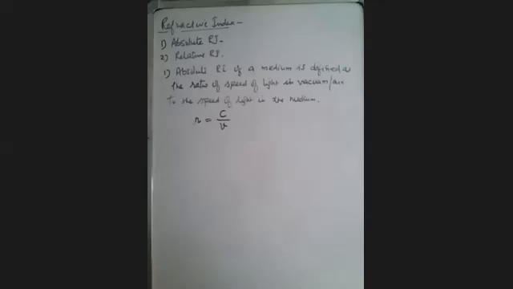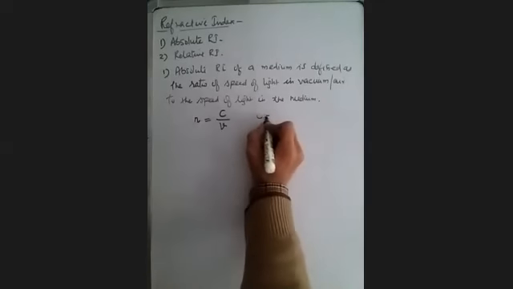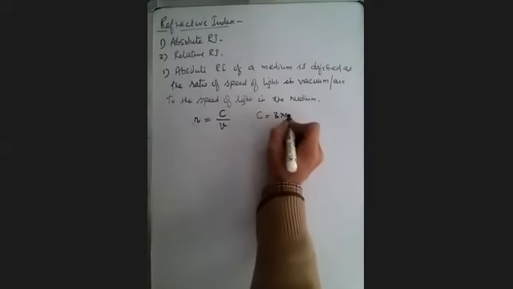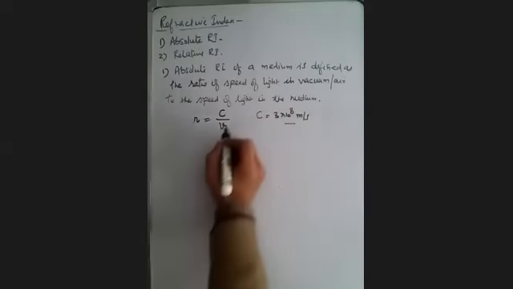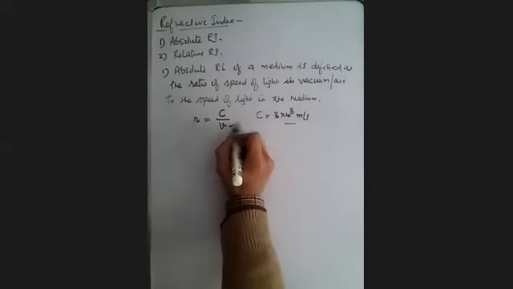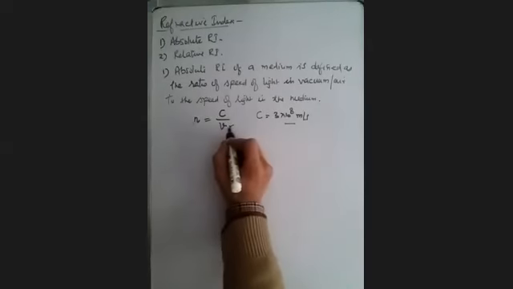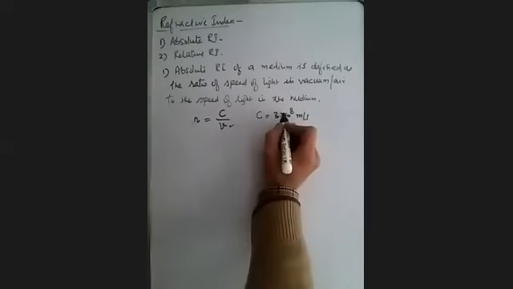So c is the speed of light in vacuum or air, and v is the speed of light in any given medium, and n represents the refractive index. We know the value of c is 3 × 10^8 meters per second. Now when the light enters any medium, its speed will become different from this. Generally it becomes smaller than the speed of light in air or vacuum.